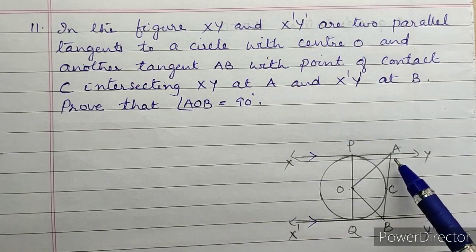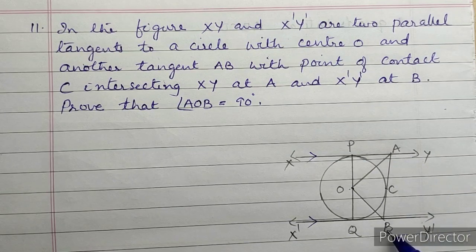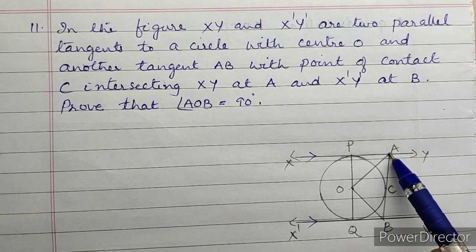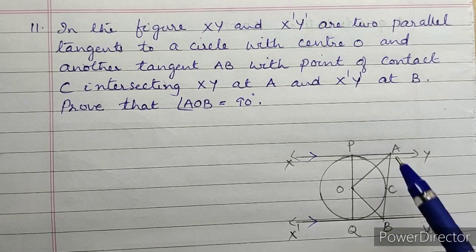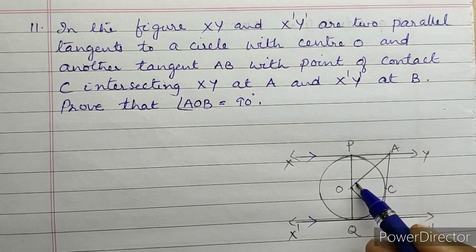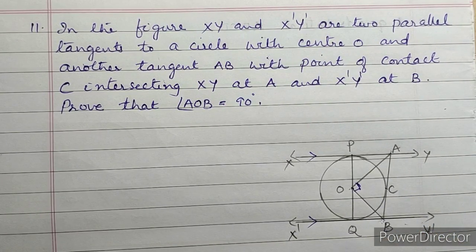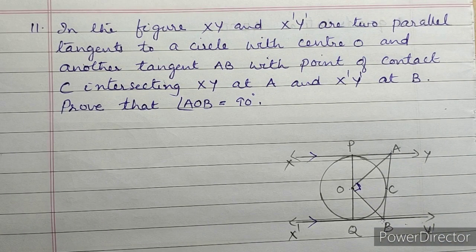And then, so three tangents, XY, X dash Y dash and AB are the three tangents. This AB is intersecting XY at A and X dash Y dash at B. So the AB tangent is intersecting the other two tangents at A and B. You have to prove that angle AOB, this angle, is 90 degree. You have to prove. So that means here you can see the diagram, observe the diagram properly.